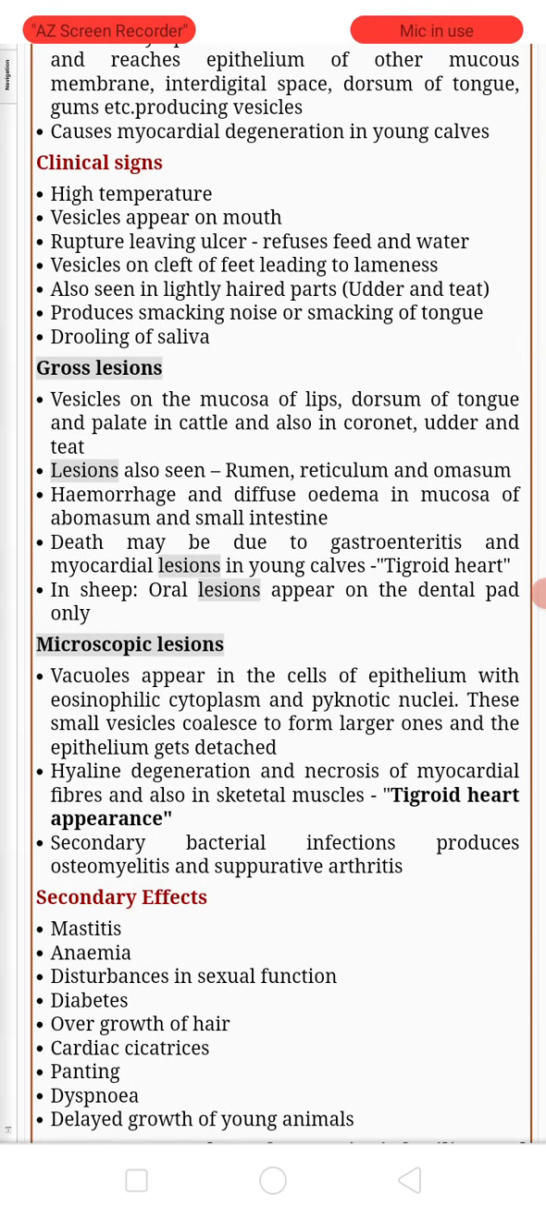So the clinical signs include high temperature, fever, and vesicles appear in the mouth. The rupture of the vesicles leads to ulceration. Due to ulceration, the animal refuses feed and water. Vesicles on the cleft feet lead to lameness. Vesicles are also seen on lightly haired parts, other than teats. Animals also show smacking of the tongue, smacking noise and drooling of saliva.